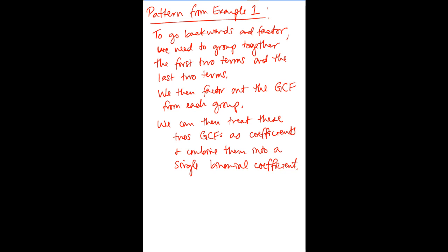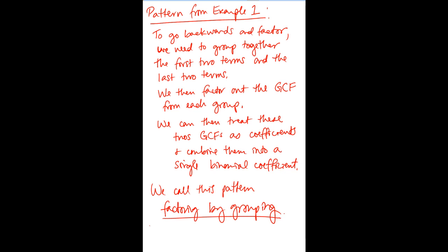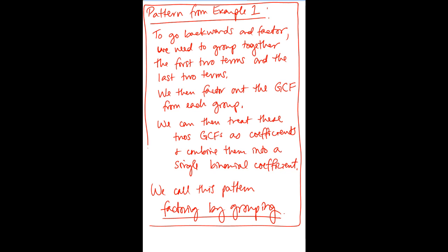So this particular pattern that we're noticing, we call this pattern factoring by grouping, because that's particularly what we do. We group two of the terms together and the other two terms together, then we pull out the greatest common factor, and then we combine those two pieces. So let's look at some examples to see how we actually do this when we haven't seen the multiplication happen.